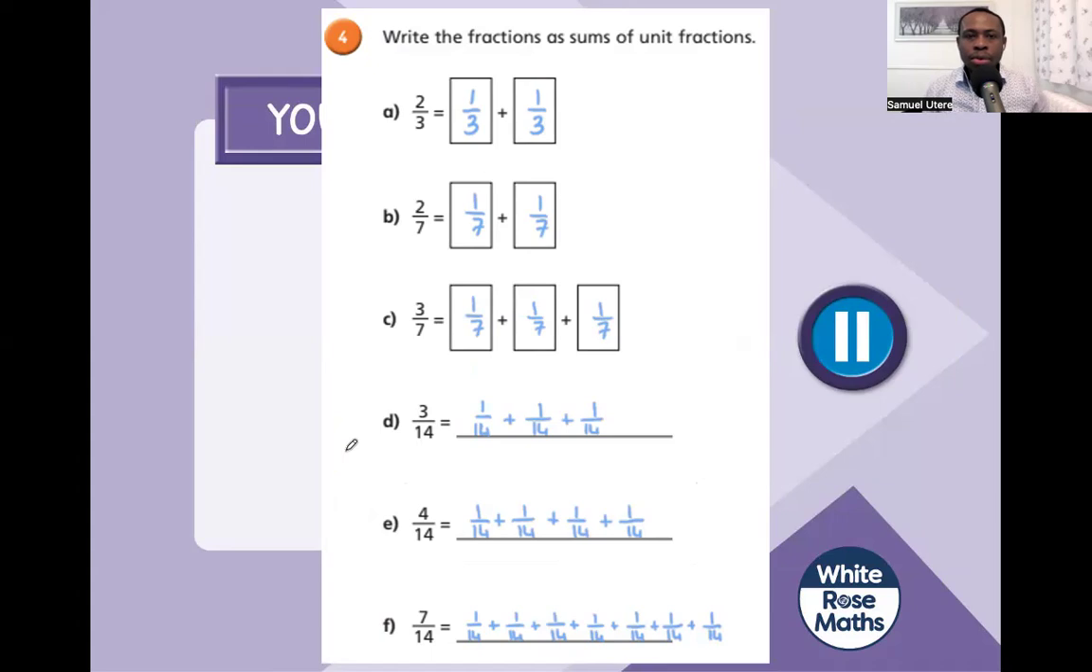For question 4, you were asked to write the fractions as sums of unit fractions. So you just know that you need to break the fractions down or decompose them into their component unit fractions. So that will be 1/3 plus 1/3, 1/7 plus 1/7, and that will be 3 unit fractions, but having the denominator as 14, so on and so forth.